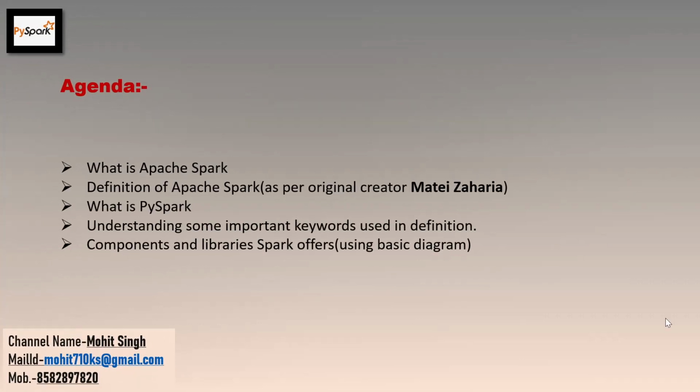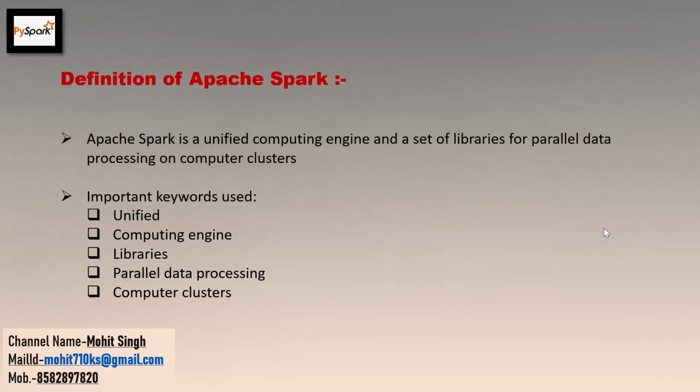So this was the very basic idea behind what Apache Spark is. And we have also discussed the definition of Apache Spark. And we have gone through the very important keywords used in the definition in order to understand the real meaning behind it. Correct? We have also understood what PySpark is. So basically when we use the Python API on Spark, where we can write our code in Python, that is nothing but PySpark. And then we have also seen the different components and libraries Spark offers. Okay. So these were a few points which I wanted to discuss in this introduction to PySpark.